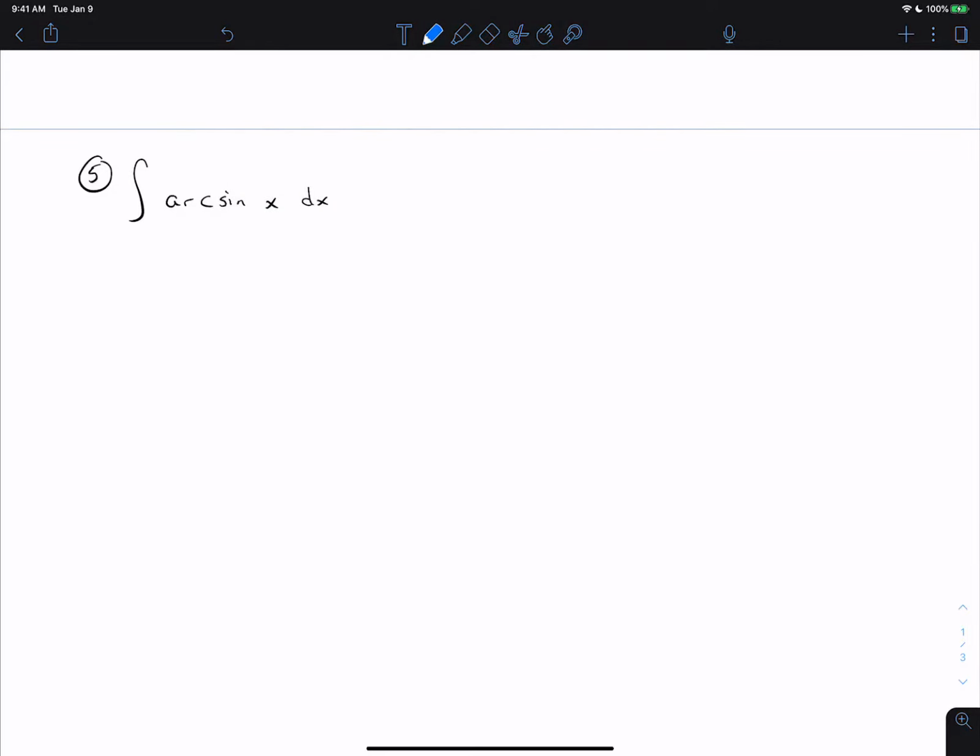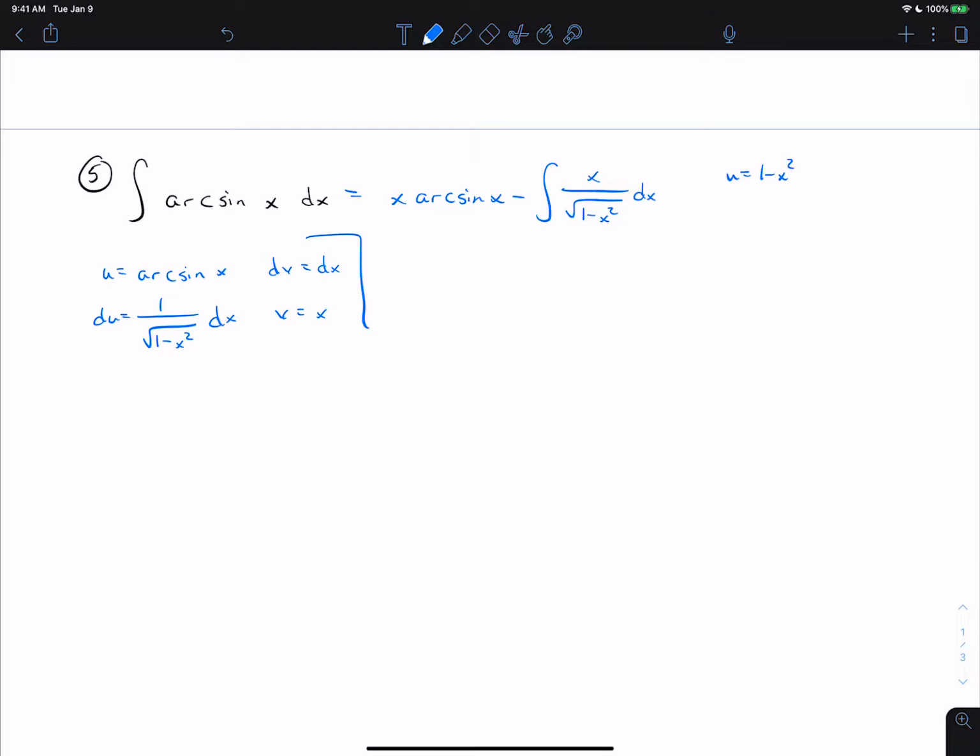Okay, so on this problem, we're going to follow a similar pattern to the last 2. So we're going to let u equal inverse sine or arc sine of x. dv is going to equal dx. du is 1 over the square root of 1 minus x squared dx, and v is x. uv is then x arc sine of x minus the integral of x over the square root of 1 minus x squared dx. On this integral, we're going to let u equal 1 minus x squared.